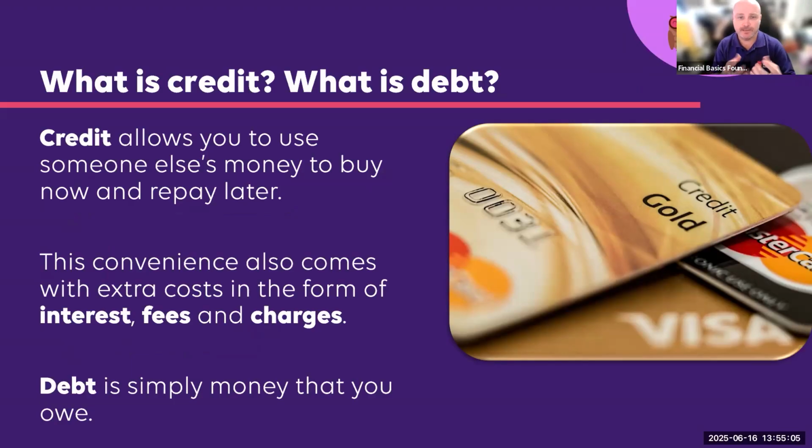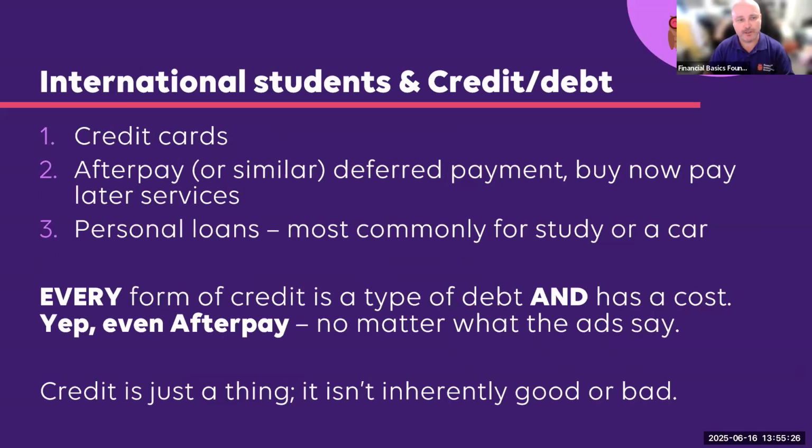Credit in Australia is literally a term for when you can use someone else's money to buy now and pay it back later. Regardless of its type, that's what credit is. And it comes with fees, charges, interest rates. There's a cost associated with it somewhere along the line. And then debt is money that you owe. So those are the key terms.